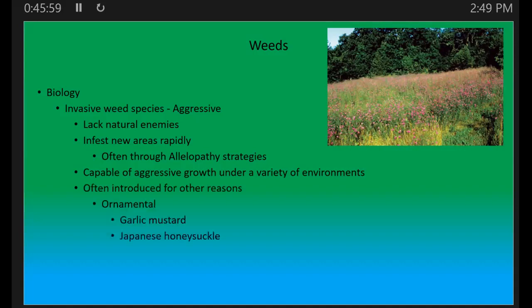Sometimes it's done by accident. People say, oh, such a pretty plant, I want that in my yard. Garlic mustard started that way, and the Japanese honeysuckle. They're pretty, but they're super aggressive and invasive. Know about kudzu? That one's pretty amazing. Where's the picture?